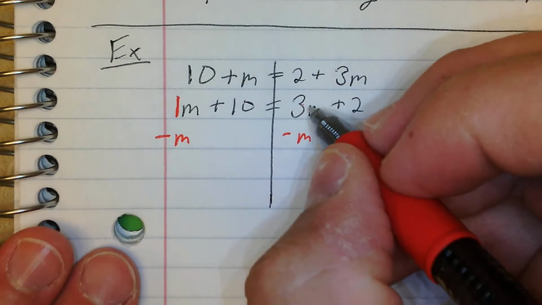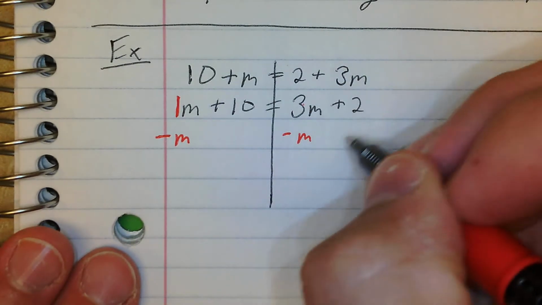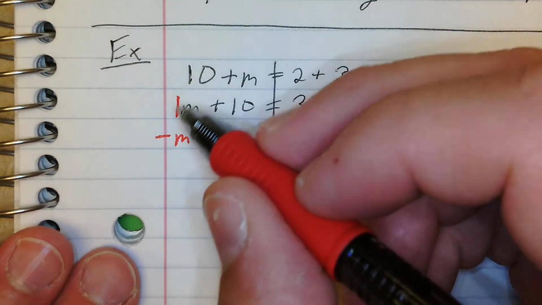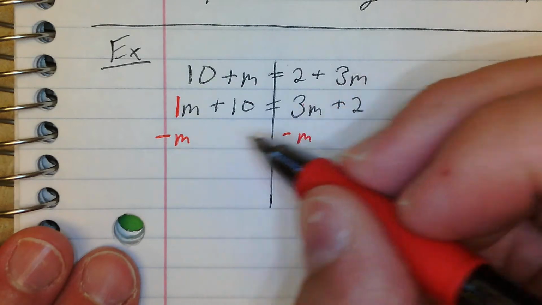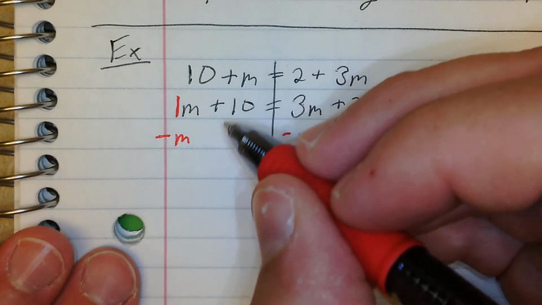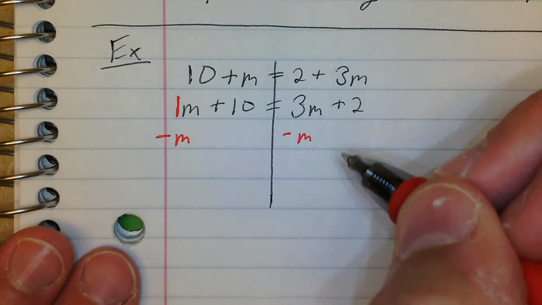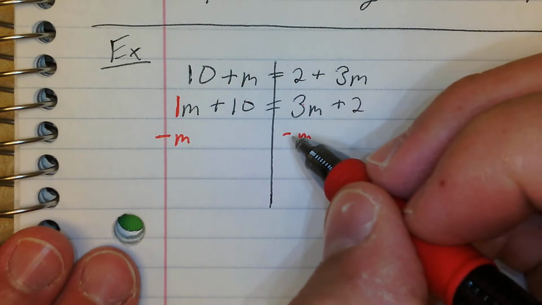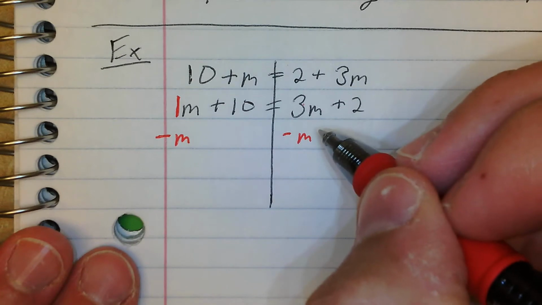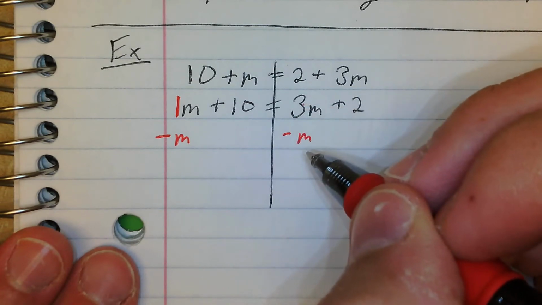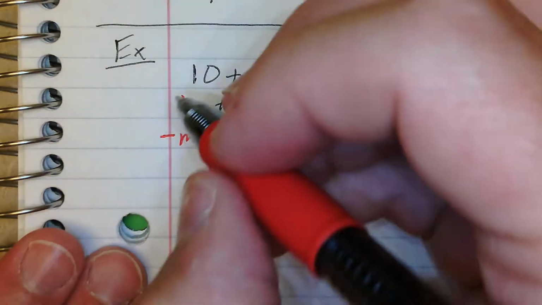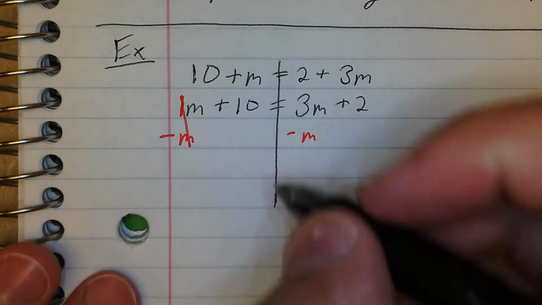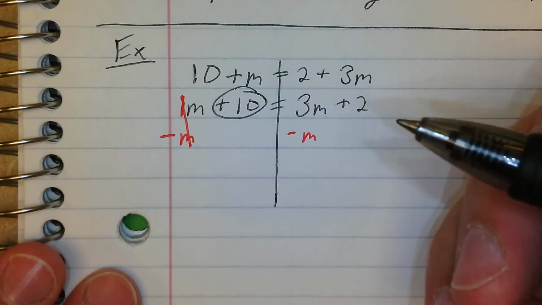Now, notice, I put the m under the 3m, not under the 2. The reason being, variables can only be added or subtracted to variables, and constants can only be added or subtracted to other constants. So we do not want to subtract m from the 2, we want to subtract m from the 3m, because variables go with variables, constants go with constants. So over here, the m's end up canceling.